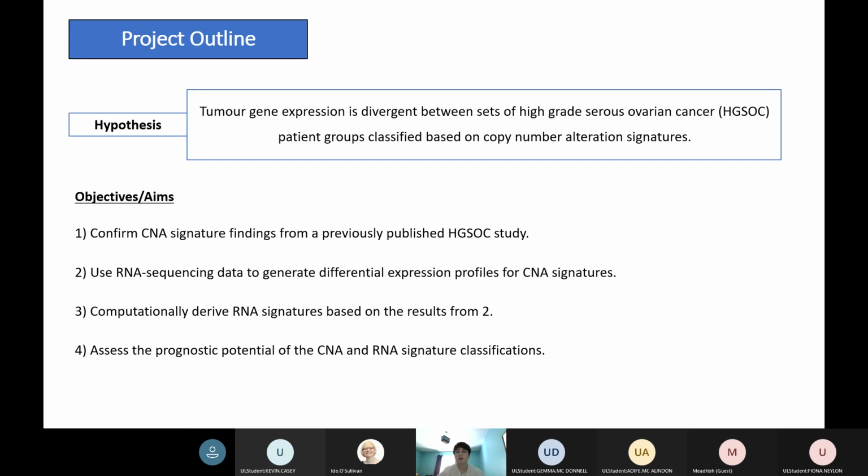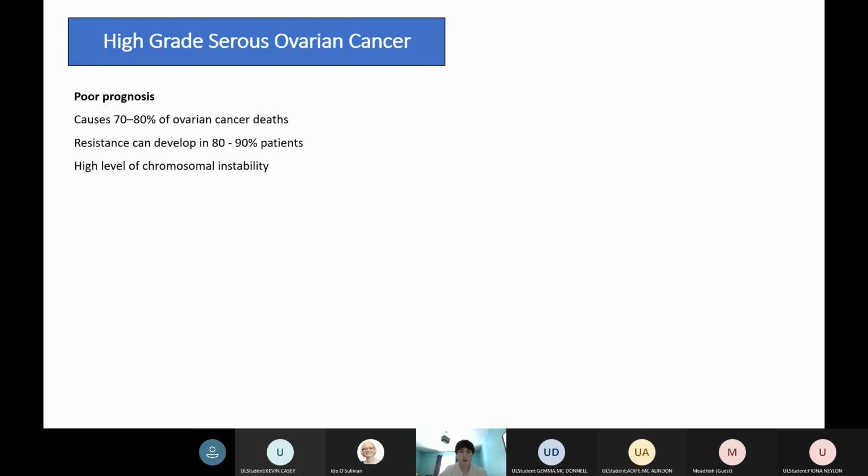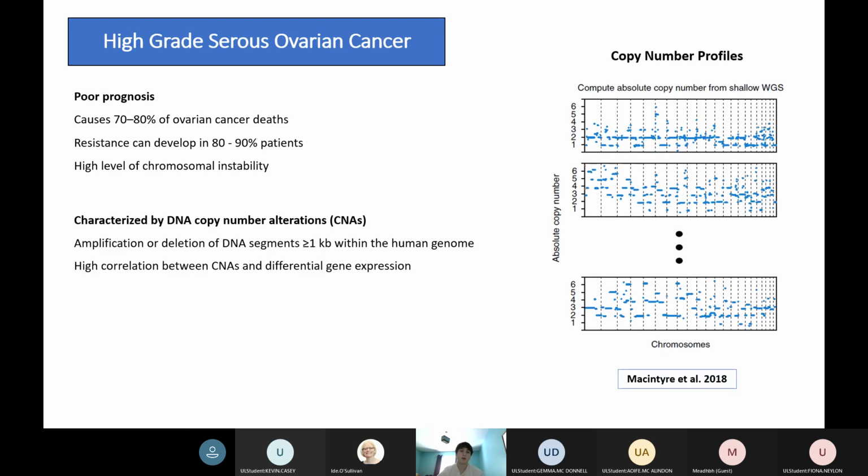Just for context, high-grade serous ovarian cancer is the most prevalent form of ovarian cancer, affecting the serous epithelial layer of the ovaries. It's associated with a very poor prognosis, causing 70 to 80% of ovarian cancer deaths. It's actually the fourth leading cause of death in women. Treatments are actually quite limited, and resistance can develop in 80 to 90% of patients who are diagnosed with widespread disease. It involves a high level of chromosomal instability that's characterized by DNA copy number alterations. These are amplifications or deletions of specific DNA segments within the human genome. Many studies have shown that there's a high correlation between these alterations and differential gene expression.